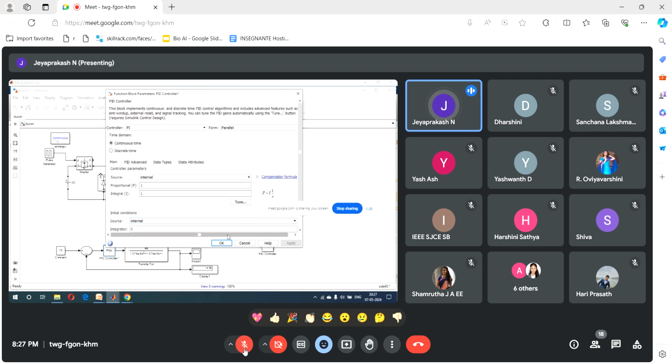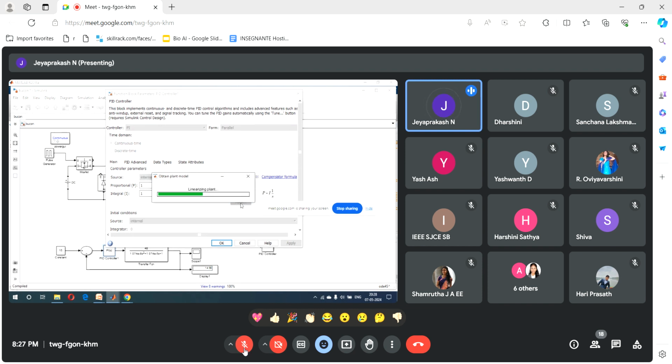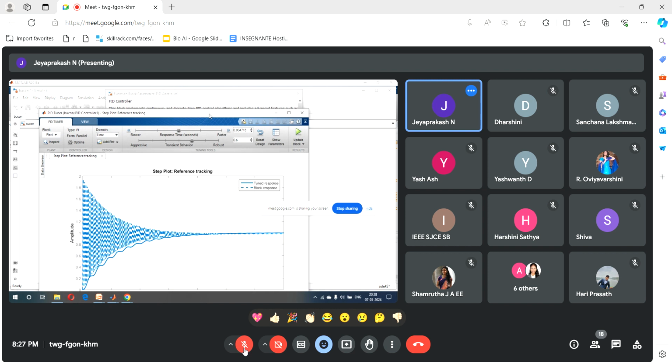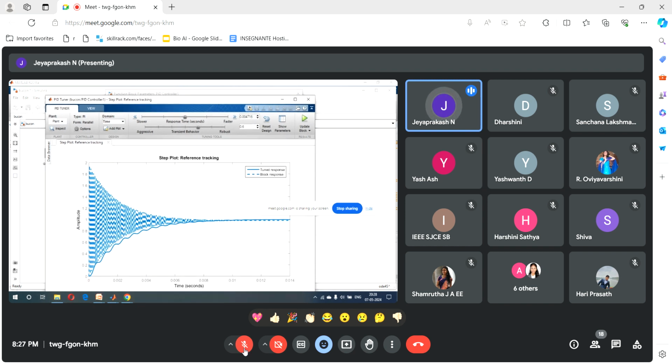After applying this, I am going to tune the PI values. After that you press the tune button, and you get the linearized plot. So this is for the non-linear circuit, and I am going to linearize this non-linear circuit into a linear circuit. Then we can see the open loop system, which looks like this.